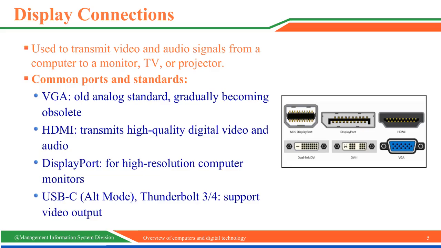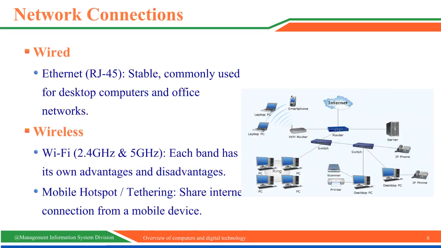In addition to data transfer and power delivery, they can output video and audio. To get online, a network connection is required. The most common network types are wired and wireless. Let's explore each. Wired connection.